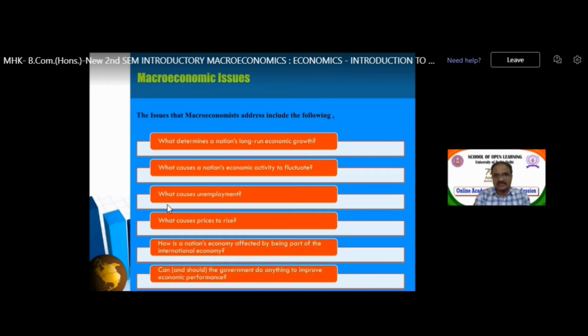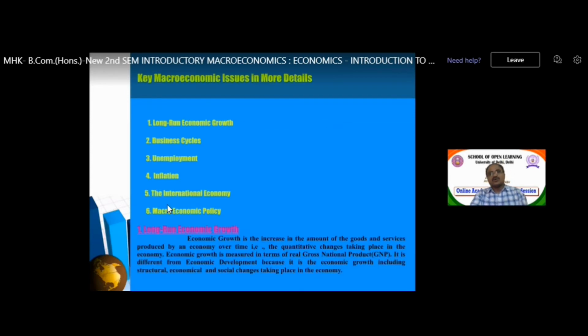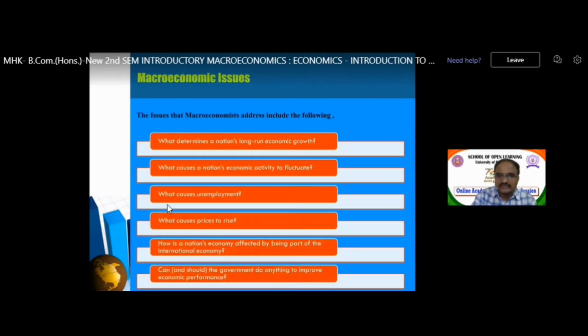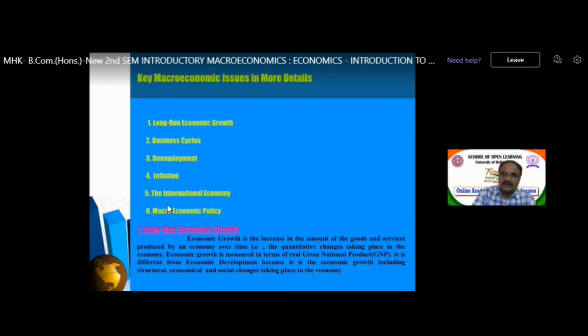Sometimes they can find fluctuations in the economy. So of course the government has to manage the economic performance, and there are two policies, the macroeconomic policies like monetary policy and fiscal policy and so on, right? So according to these basic issues which we have identified at the macro level, we have key macroeconomic issues in more detail.